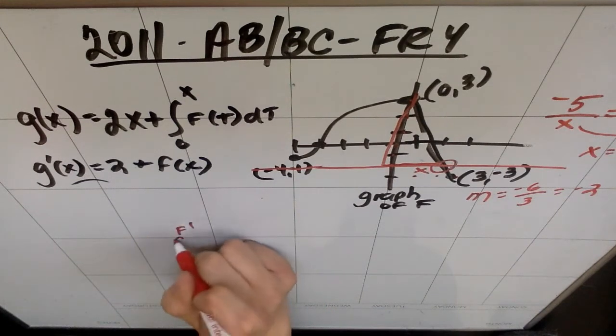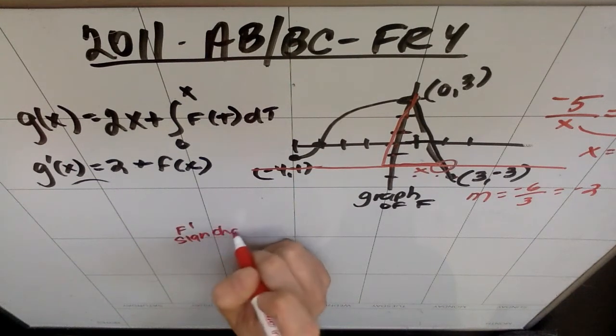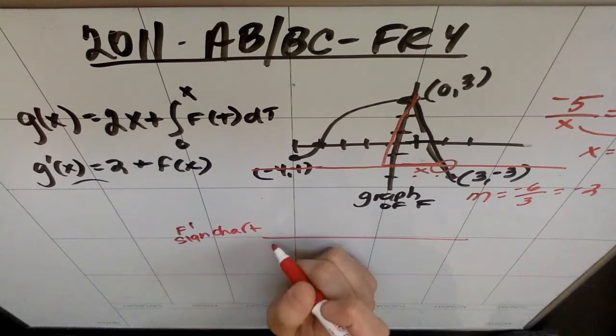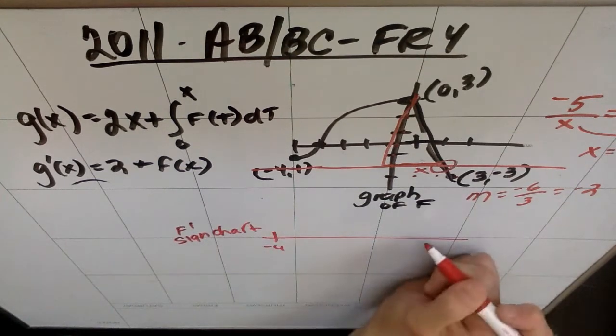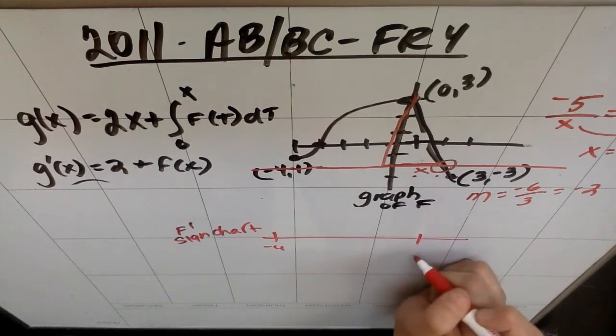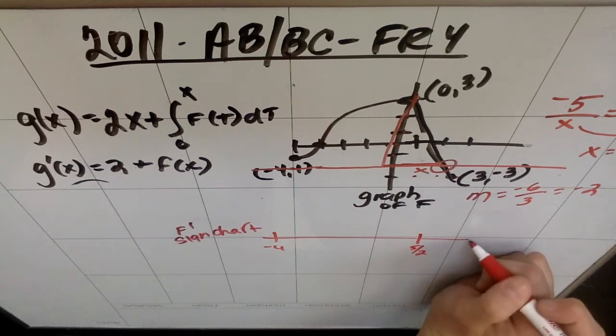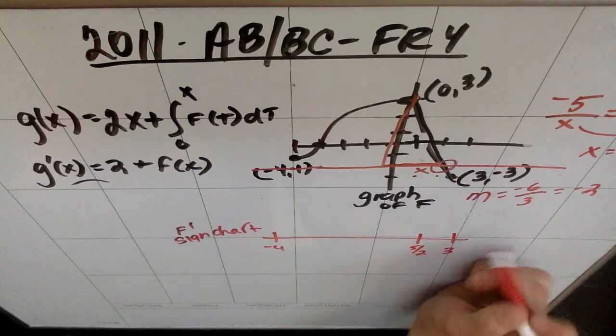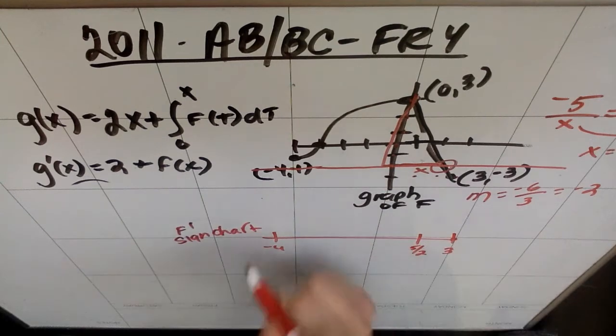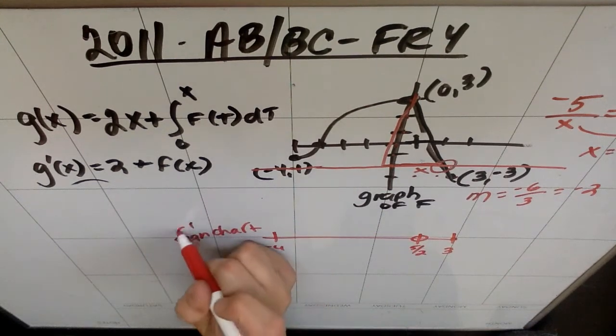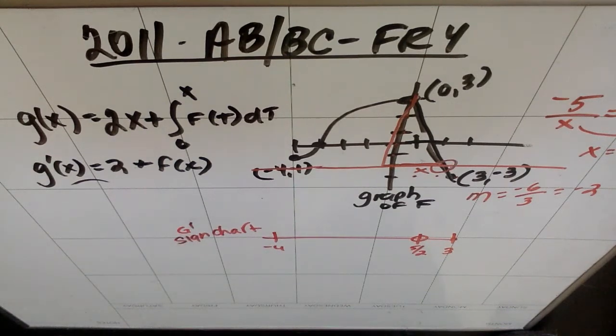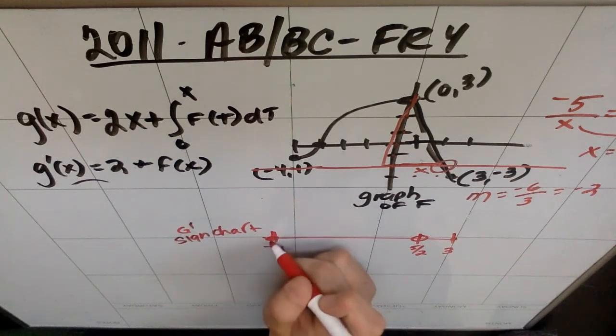If I wanted to make an f prime sign chart, right, I know that I have a critical point at the endpoint of negative 4. I have a critical point here at 5 halves, or 2.5, and I have a critical point here at 3, which doesn't give me a lot of space, but you get it. These are my endpoints. And right here, it wasn't an f prime sign chart, it's a g prime sign chart. Come on, brain. Okay, so now here's what I want you to notice, so those are my endpoints, right?